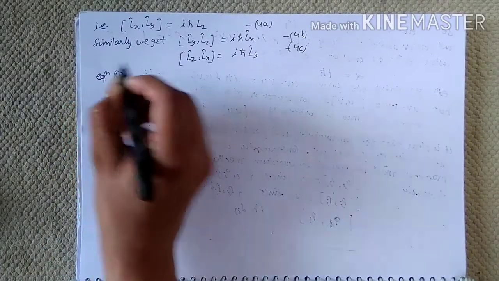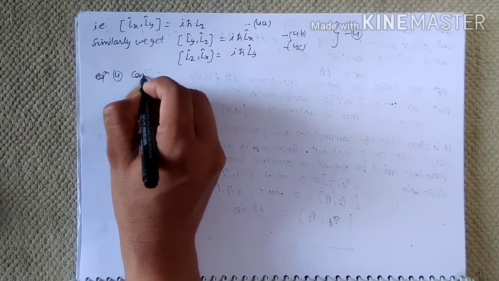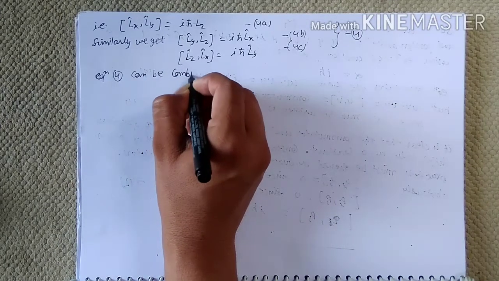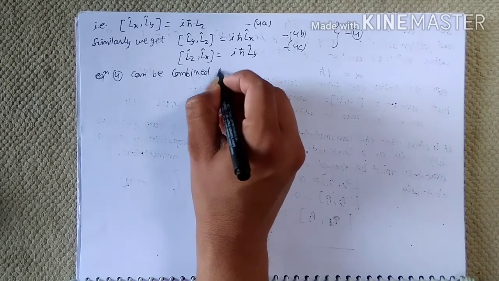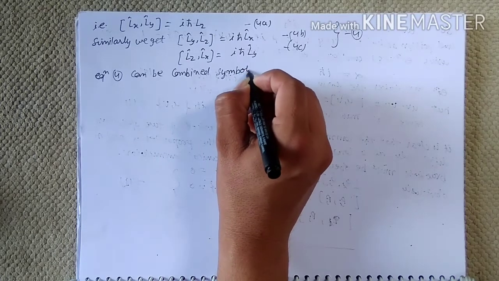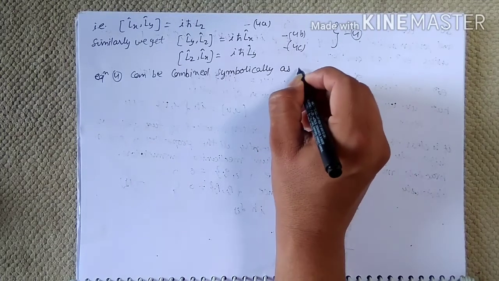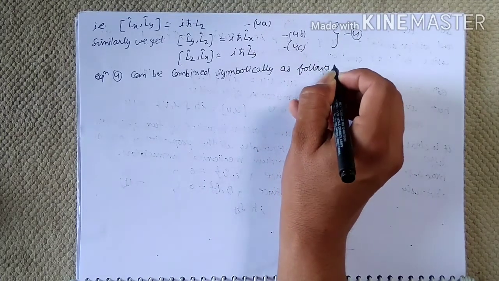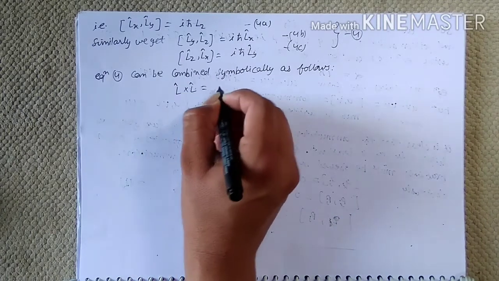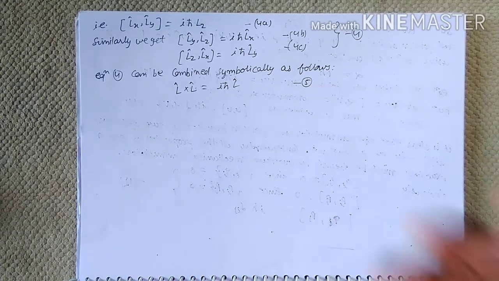Equation 4 can be combined symbolically as follows: L cross L is equal to iota h cut L. Equation 5.